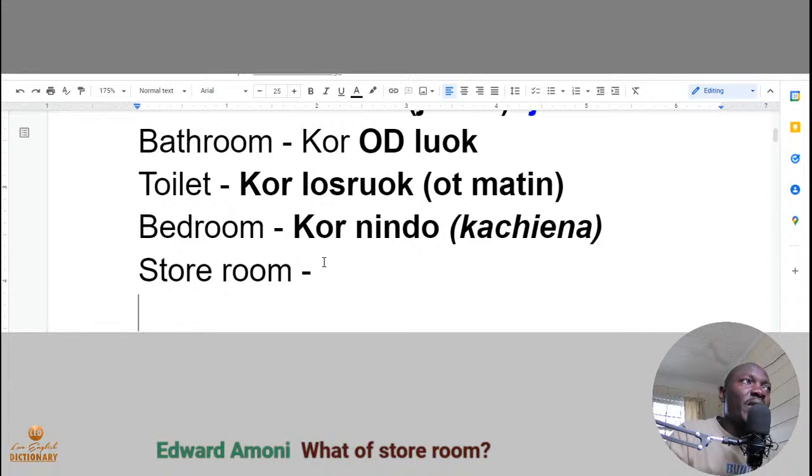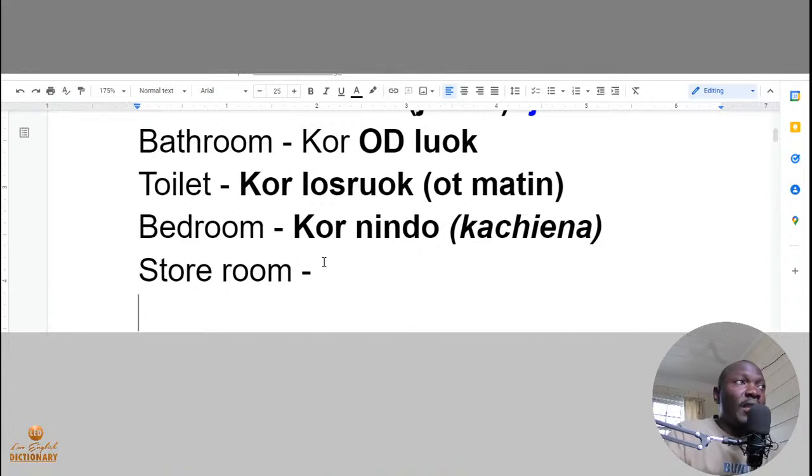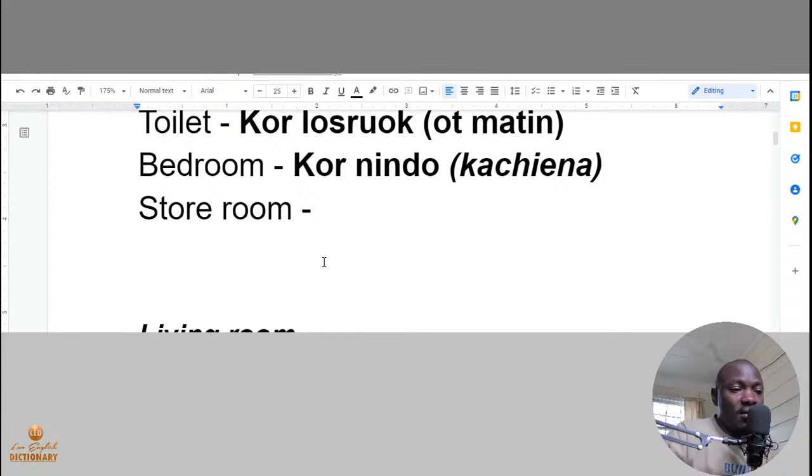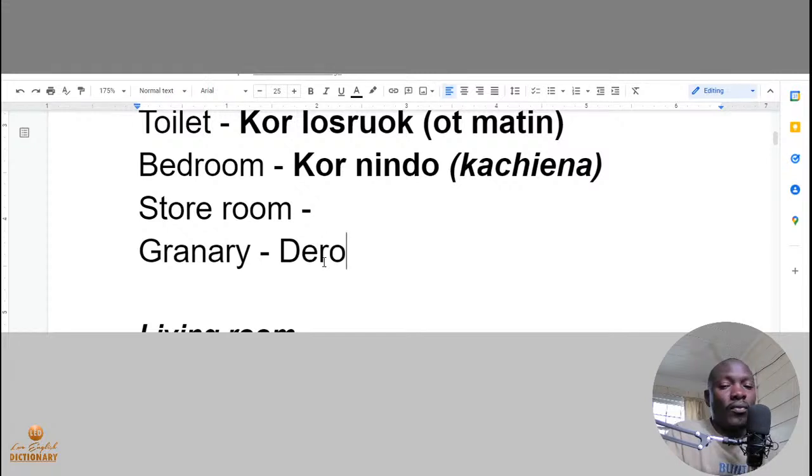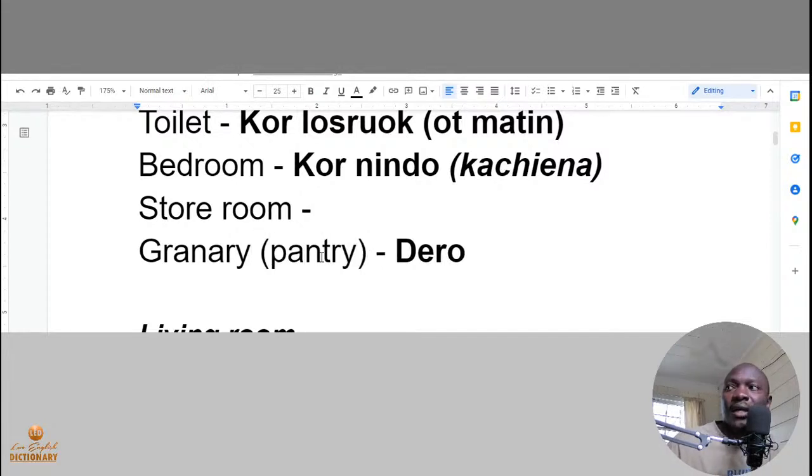Now, there is a store where they used to keep food, which was the granary. And the granary was called Dero. Because that's also a store. That's the pantry. Dero is a pantry. The modern day pantry. Dero. Okay? And I don't know what a storeroom would be.